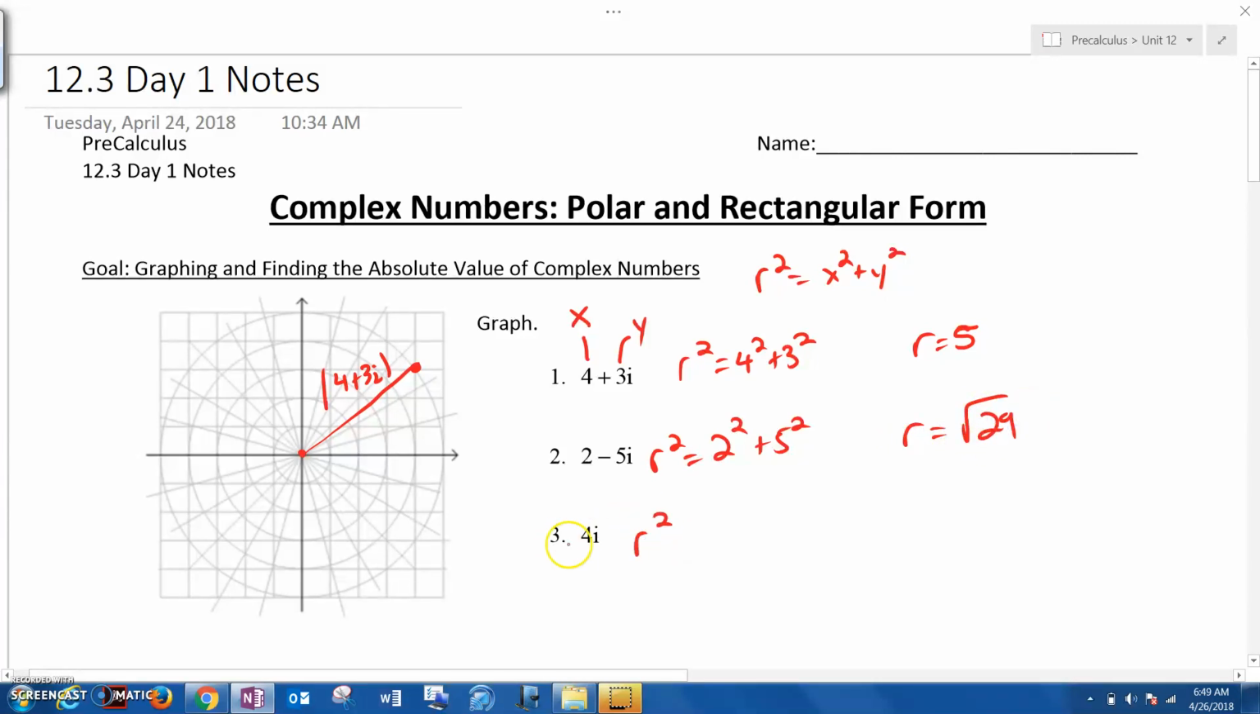Here, there's no real part, so we have 0 squared plus 4 squared. So we get r is 4. So the absolute value would just be 4. So it's the same thing. Absolute value is the same thing as finding r, basically.